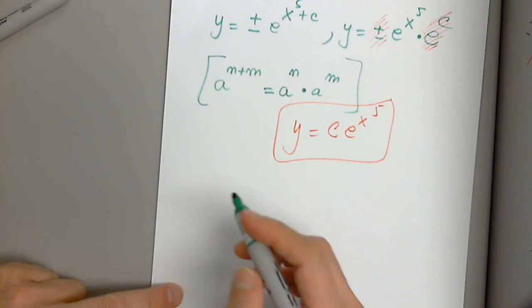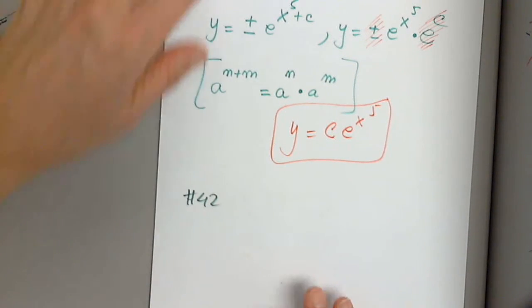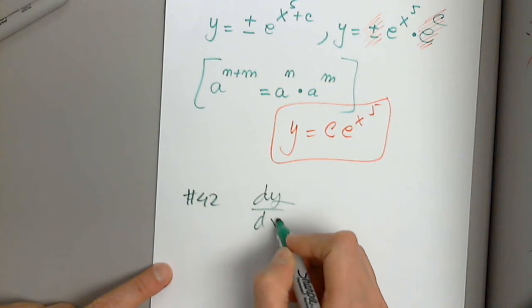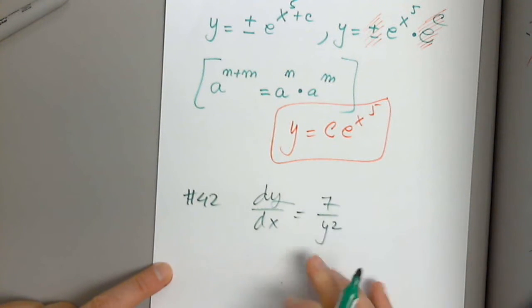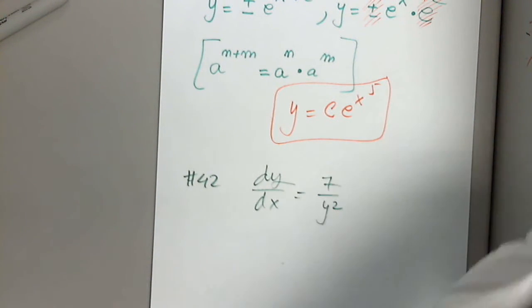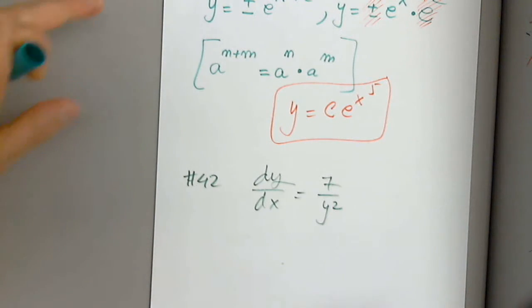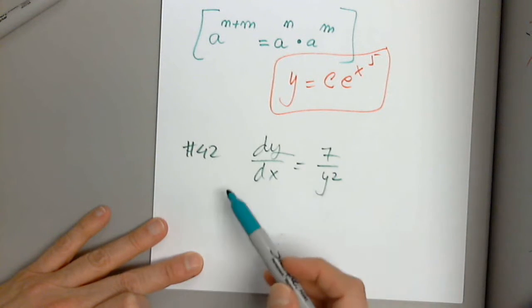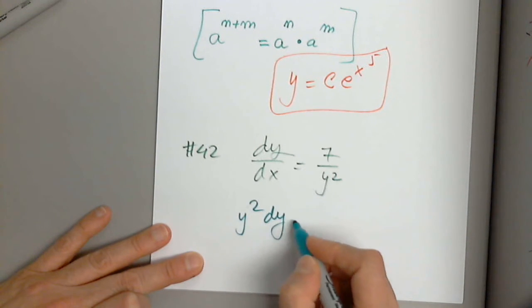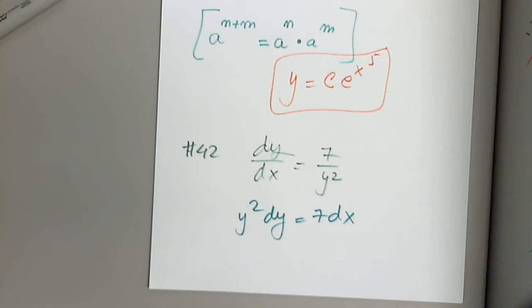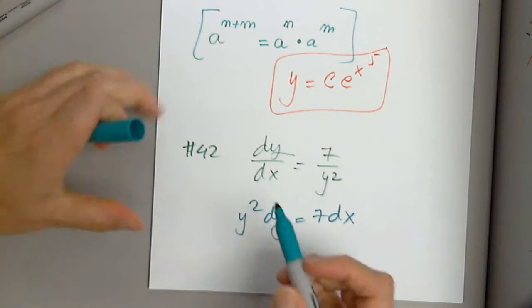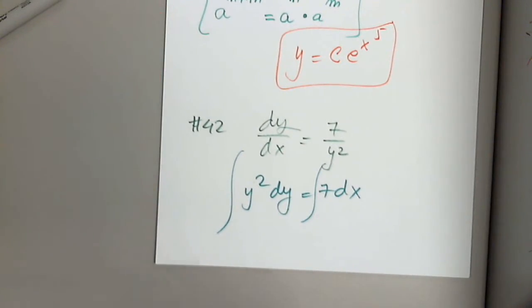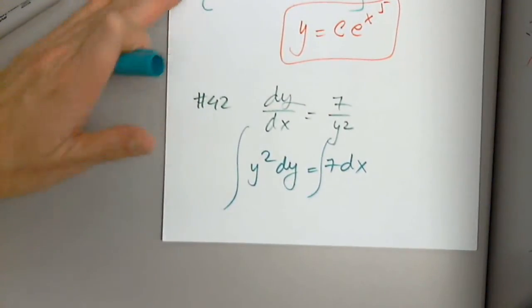Let's look at 42. In 42, we have dy over dx equals 7 over y squared. What do you think we should do? Yes, we can cross multiply. So y squared dy equals 7 dx. Are the variables separated? Yes. So now I'm ready to integrate. Can anyone tell us what we get on the left-hand side?